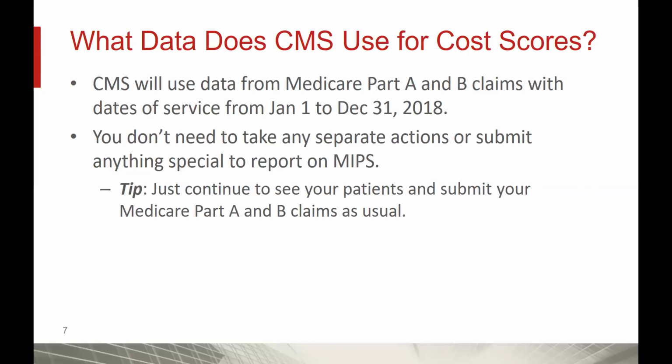You don't need to take any separate actions or submit anything special to report on MIPS for this particular performance category. All you need to do is just continue to see your patients and submit your Medicare Part A and Part B claims as usual. So no separate data reporting mechanism required, unlike some of the other MIPS performance categories. This is very straightforward. CMS is just pulling cost data based on your regular claim submission.